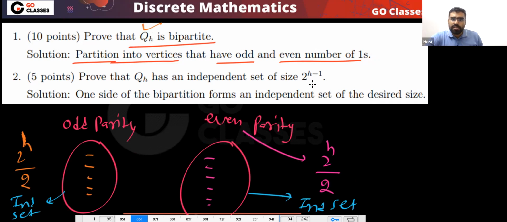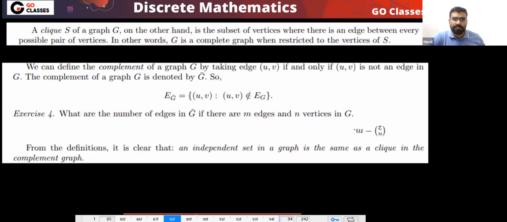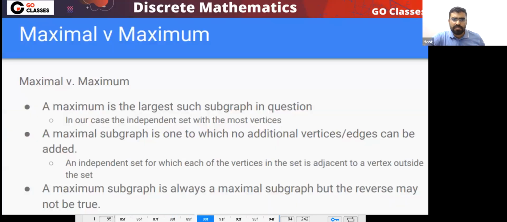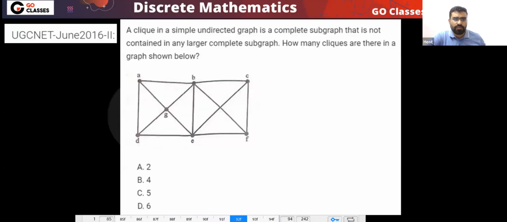Is this clear to everyone? So the independence number will be 2 power n minus 1. This will be your independence number. Is this clear? Let me know. All these concepts we have seen, the complete analysis of all these things.